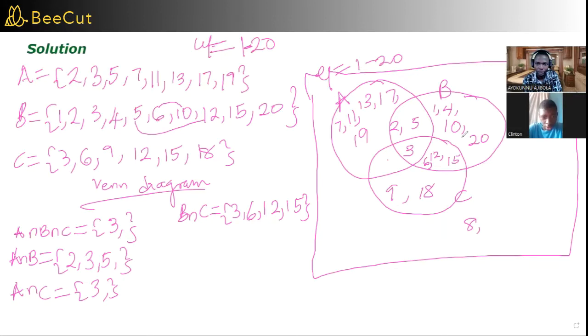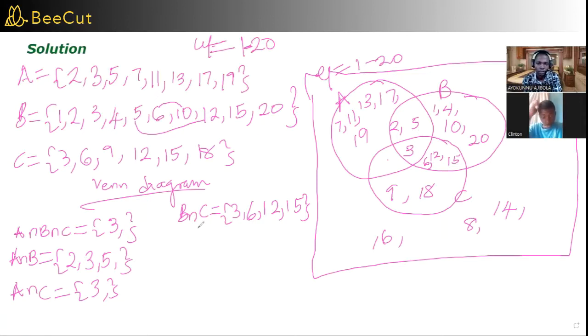What about 9? Yes, we have 9. 10. What about 11? Yes. 12, yes. 13, yes. What about 14? There's no 14. We have 15. Do we have 16? No. What about 17? Yes. We have 18. We have 19, and we have 20. So these 3 elements are not in any of the circles.